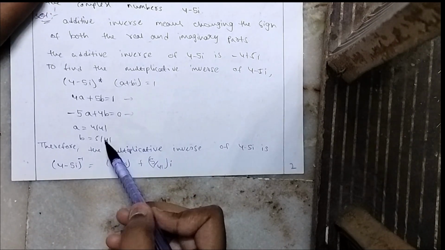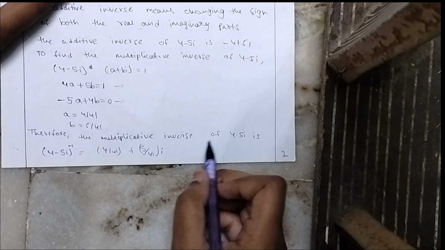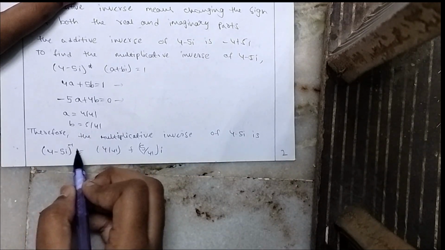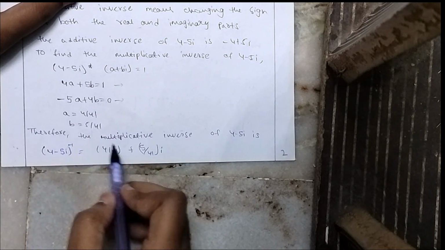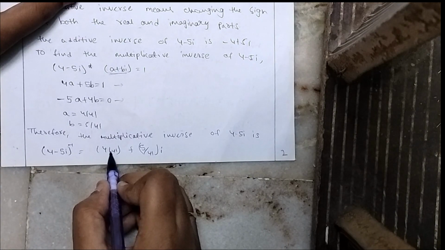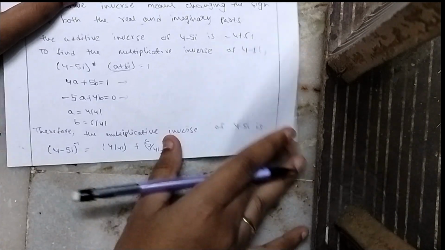Substituting this a and b, therefore the multiplicative inverse of 4 minus 5i, that is (4 minus 5i) whole inverse, equals 4 by 41, in the form a plus bi, so 4 by 41 plus 5 by 41 i.